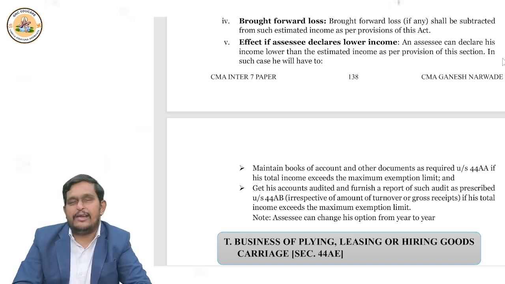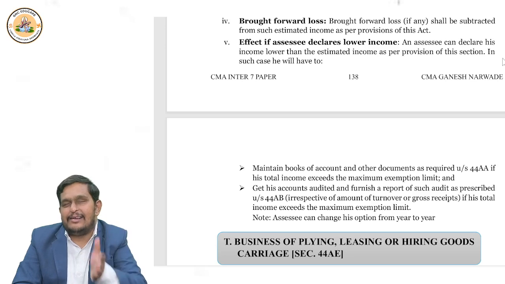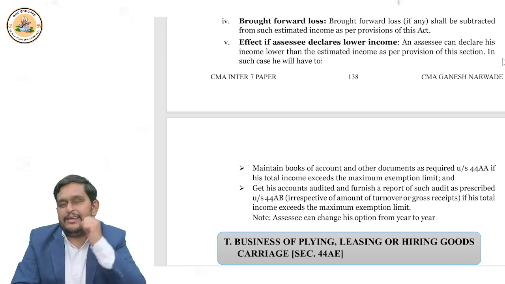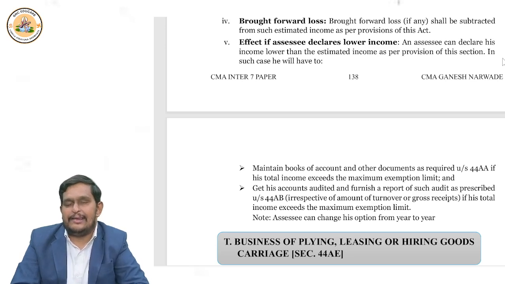What is 44AE? Plying, hiring, leasing goods carriage vehicles. Which section? 44AE. Till this point, it is perfectly fine.